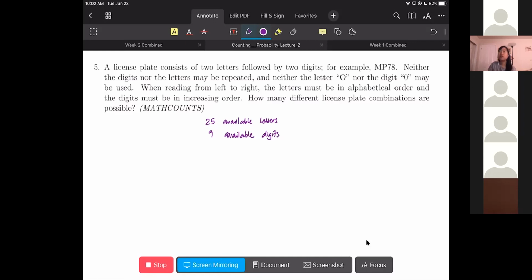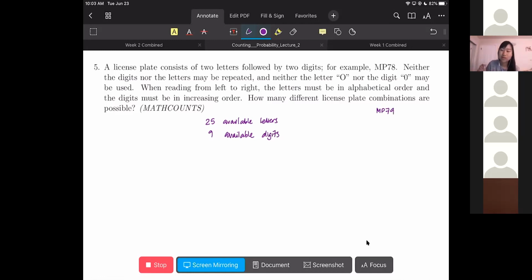I see. Well, it doesn't have to be consecutive. So in this example, we have 7, 8, but it could also be MP 7, 9. So for example, if there's 7, the next one could be 8 or it could be 9. So it's rather 25 times 24 and then 9 times 8.